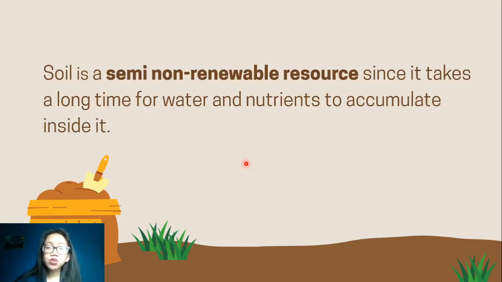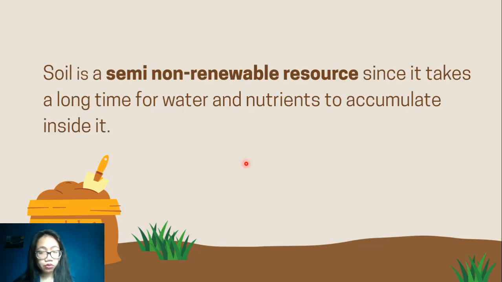Remember as well that soil is a semi-non-renewable resource. There is an excessive amount of soil. There is still a lot of rock on Earth that may be processed through weathering and have organic materials. But natural soil manufacturing takes a very long time for water and nutrients to accumulate within it.